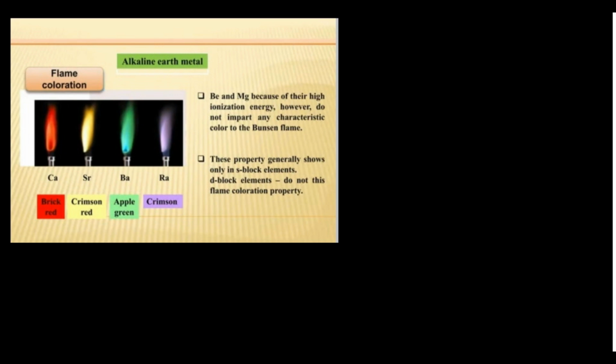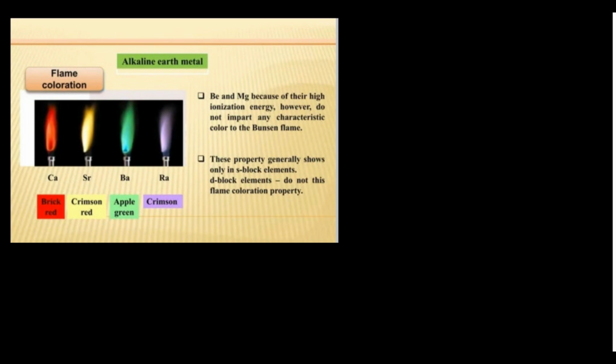So these colors are there. These properties generally show only in the S block elements. D block elements do not impart any color to the Bunsen flame. This is again an important thing here. Their colors are rather pale, because their ionization potential is quite high, so high energy is required. So they do not give the very bright color you have observed in the case of the alkali metals. In that case the colors are a little pale when compared to the alkali metals.